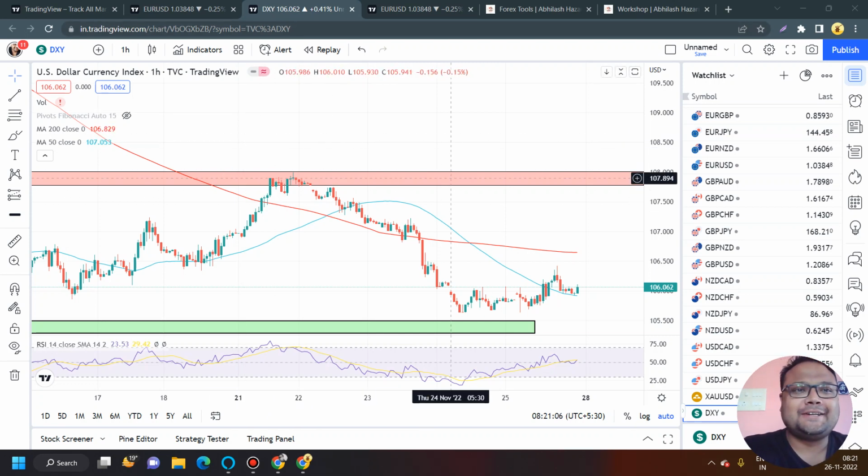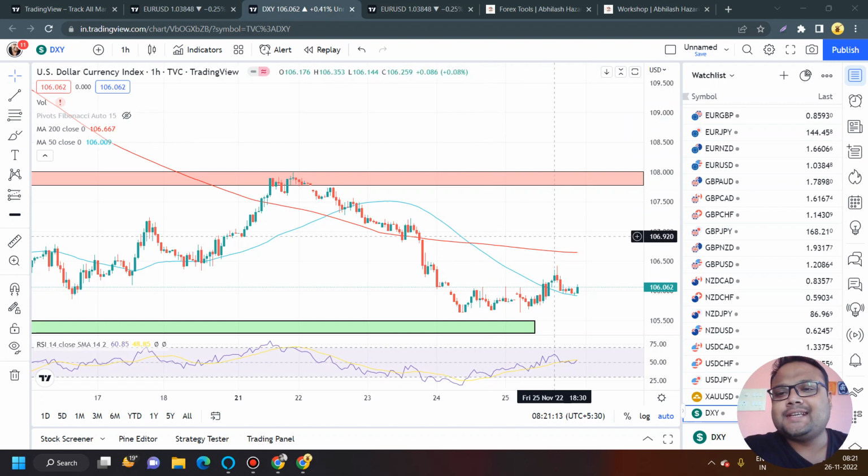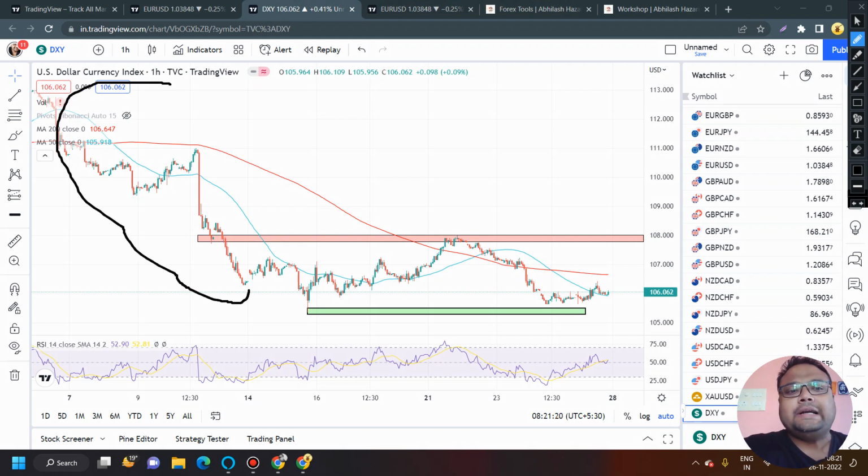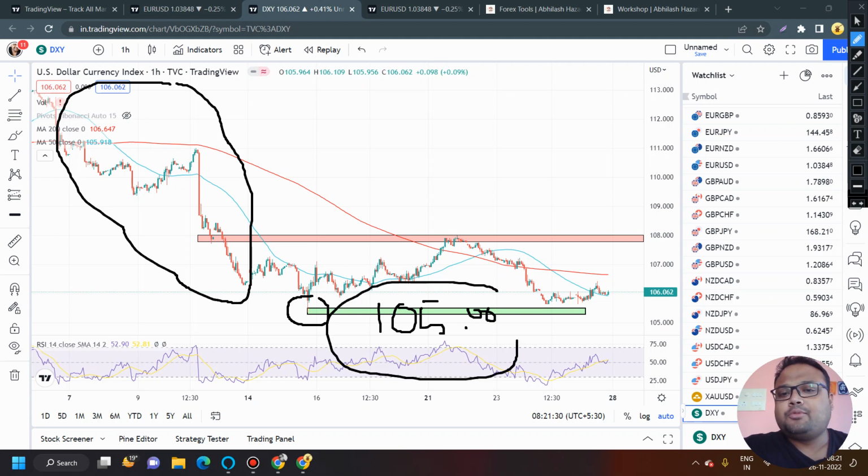So let's get started. This is a 1 hour chart of DXY, the US dollar currency index, and as you can see, the DXY closed at 106.06. As we all know, a couple of days ago there was a massive correction, a massive fall on DXY, but DXY still managed to survive the fall because of the strong support around the 105 level. We have talked in detail in our previous videos about why this worked as support, and as you can see right now, that selling pressure is still very much present on the chart of DXY.